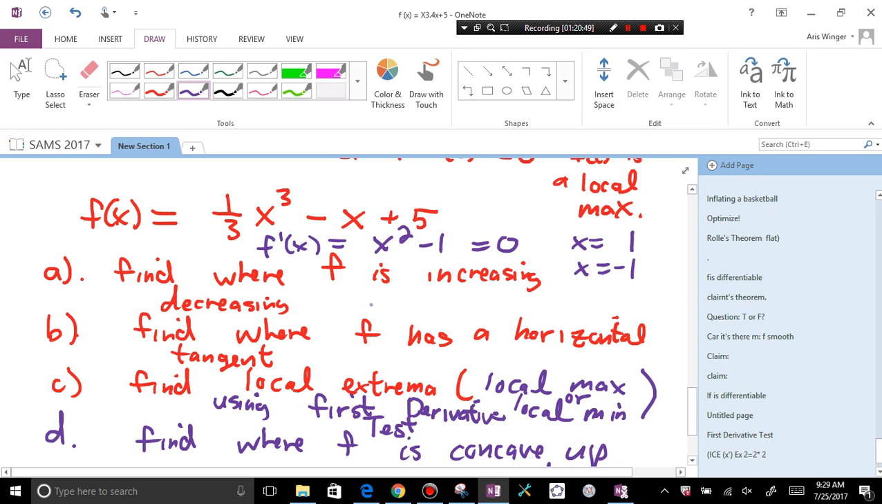We're now going to set up a number line. It's x squared minus 1 is the derivative, and we need to pick values. Let's pick 10, 0, -5. Plug those values into the derivative, please.